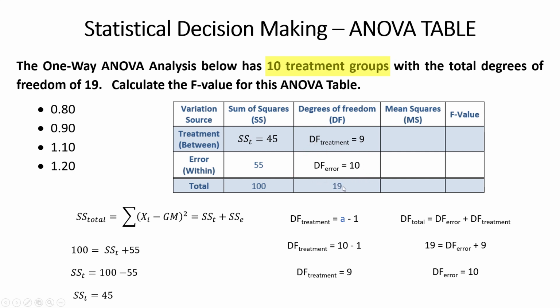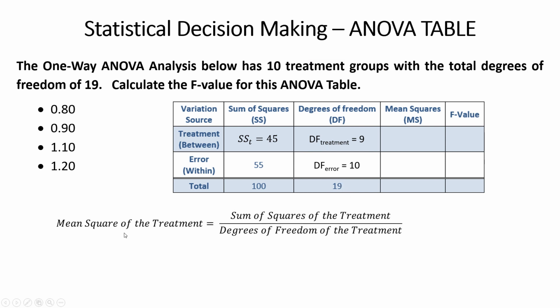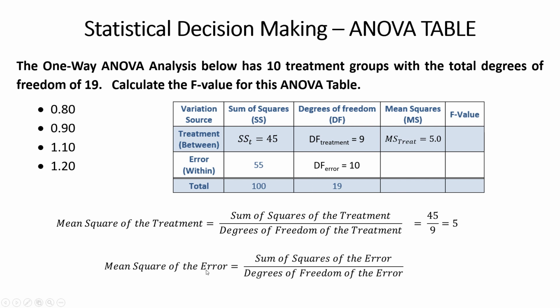And now we're ready to calculate the mean squares. So the mean square of the treatment here is the sum of squares of the treatment divided by the degrees of freedom of the treatment. So we take our sum of squares, 45, divide by 9, which is our degrees of freedom, and we know that our mean square of the treatment is equal to 5.0. We can do the same thing for the mean square of the error. We can take the sum of squares of the error, 55, divide by the degrees of freedom of the error of 10, and get a mean square of the error of 5.5.